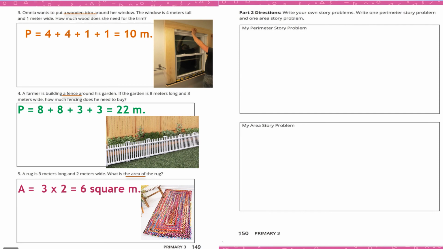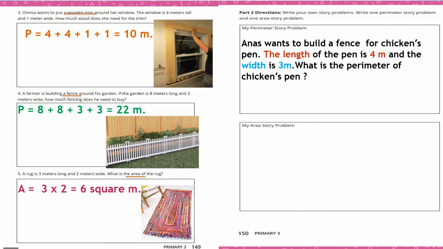Now he wants me to write story problems, one on perimeter and one for area. The first one, Anas wants to build a fence for his chicken's pen. The length of the pen is 4 meters and the width is 3 meters. What is the perimeter of his chicken's pen?